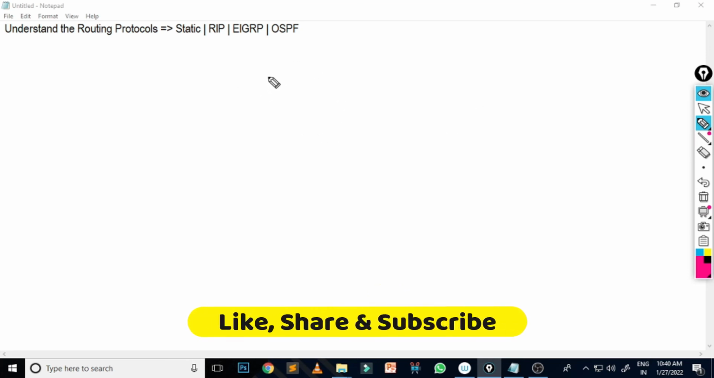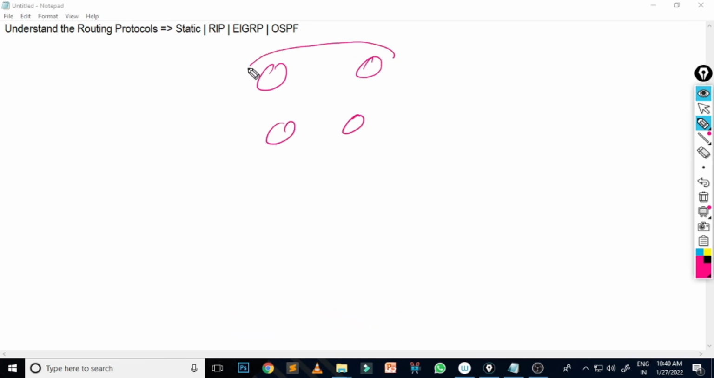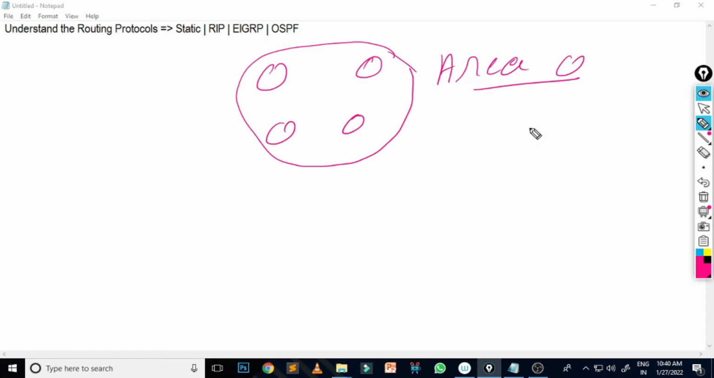So let me take an example. We have these 4 routers, and these 4 routers are configured under area 0. Area 0 is known as the backbone area. You can say it is known as the backbone area of OSPF. Why is it known as the backbone of OSPF? Let us take another example.